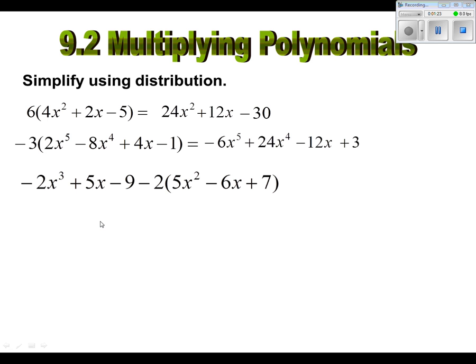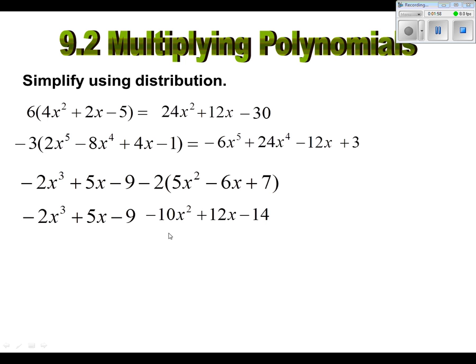These are a little bit more complicated, where you have to distribute whenever you can. So this negative 2 has to be distributed into the trinomial, and then you're going to be adding like terms when you're done. Now, because there's nothing to do in this first part, it just carries down as normal. Now we're ready to distribute. So the negative 2 times 5x squared is negative 10x squared. Negative 2 times negative 6x is positive 12x, and the negative 2 times positive 7 is negative 14.